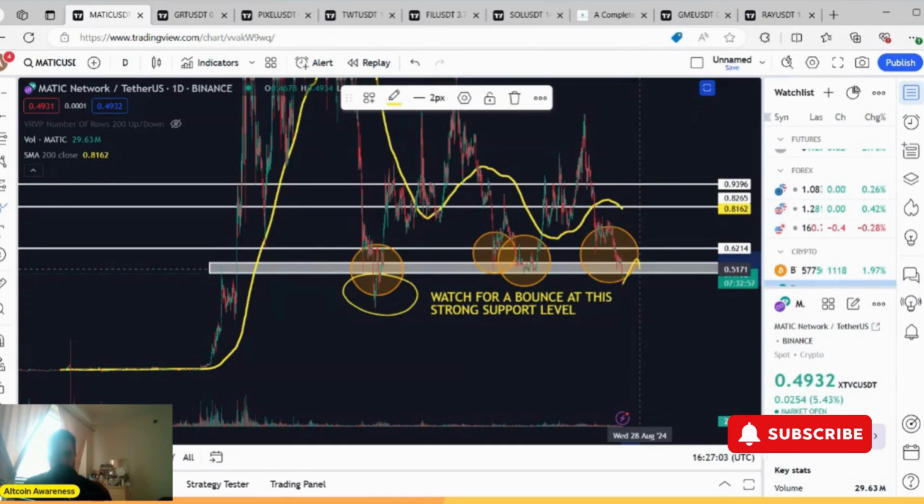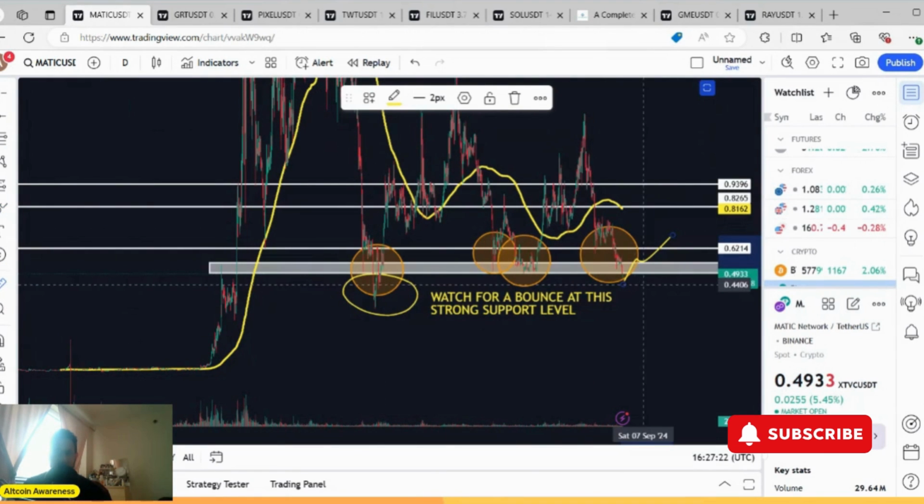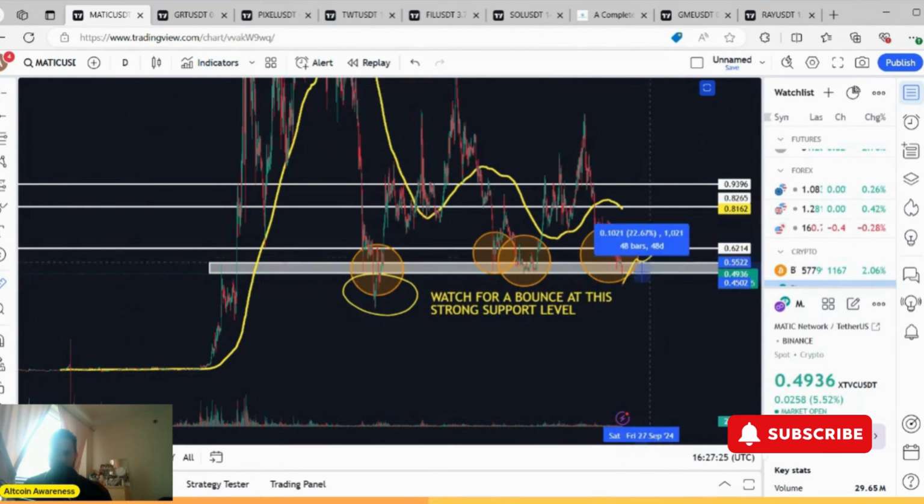After this, we expect Matic to continue trending to the upside, hitting the rest of the targets. The rest of the targets that we have in this chart are 0.62, 0.82, and 0.93, okay? If we measure this move from the current levels all the way to the first target, this is a 37% move, okay? To the second target, this is an 83% move. And to the third target, this is a 108% move, okay, guys?